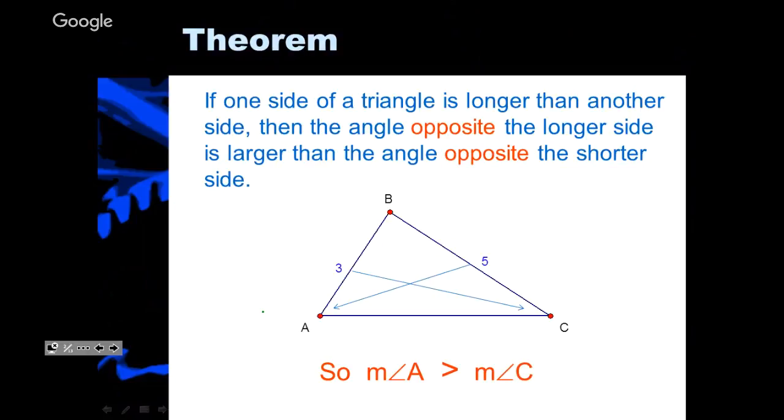All right. So in our case here, we can write an inequality: the measure of angle A is greater than the measure of angle C, because BC, the side opposite of A, is longer than the side opposite of C, which is A. So we have that one.